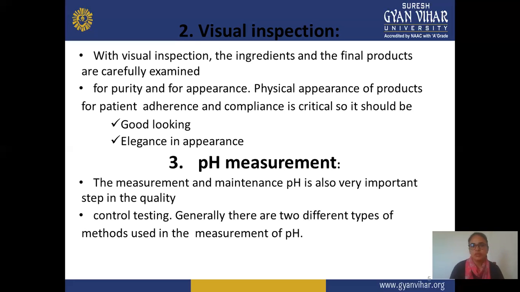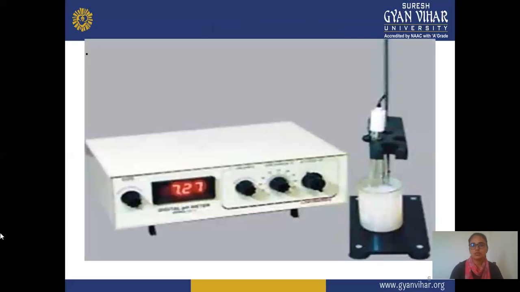Next is pH measurement. This is a test for your syrup. You may use a pH meter on a lab scale, or another pH instrument, for this pH determination. Measuring and maintaining pH is a very important step in quality control, which means you should know the proper pH of your formulation. There are two different methods used to measure pH. In this one, it is a pH meter that you use for testing a particular pH. You just dip into your formulation or syrup solution, and with the help of this pH meter the reading gets recorded here and shows the pH of your syrup or formulation.